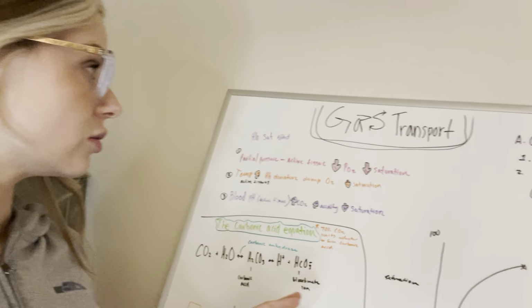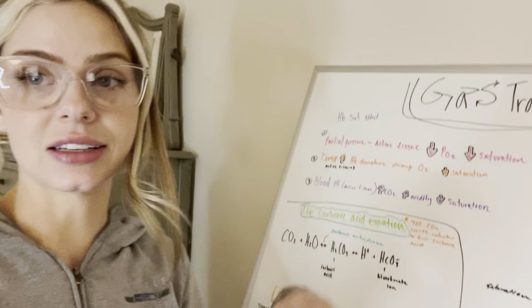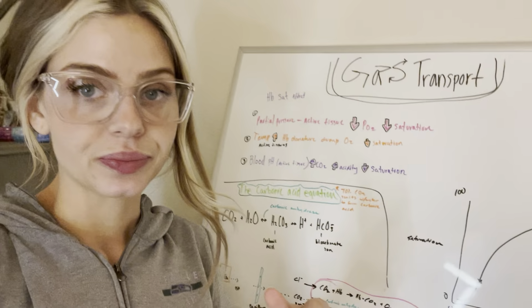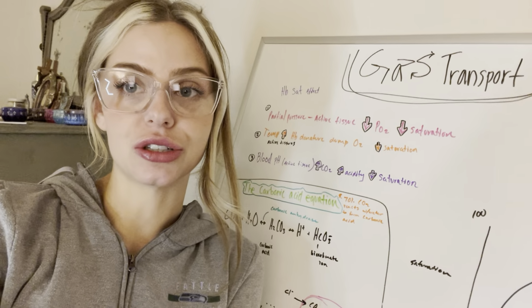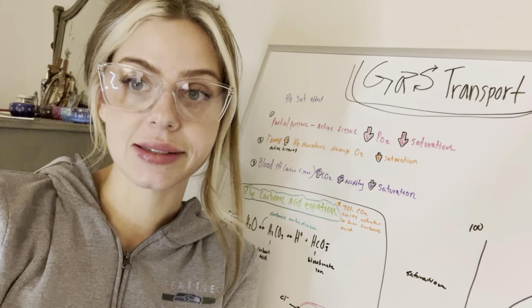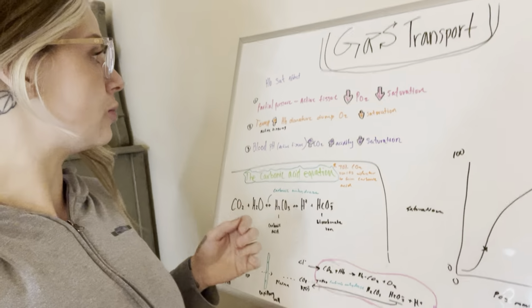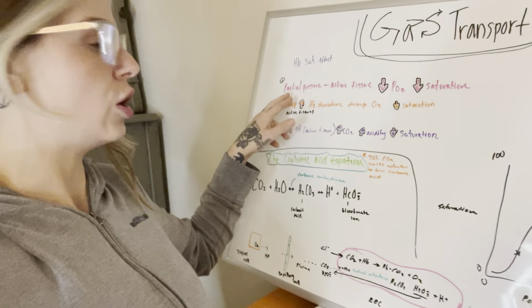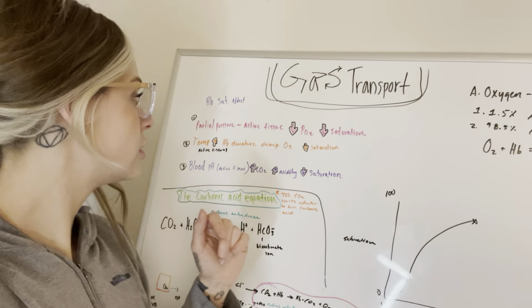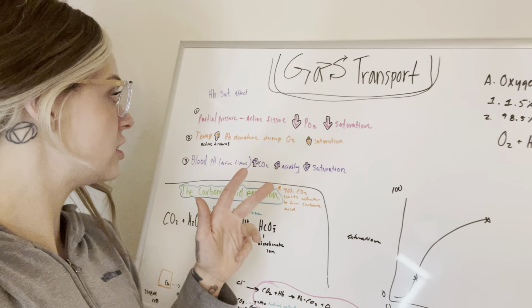So the way that saturation is affected, what causes it to go from 100% saturation to less in any form? What's going to affect saturation of hemoglobin is partial pressure in the tissues, temperature, and blood pH. So we're going to start off with partial pressure.